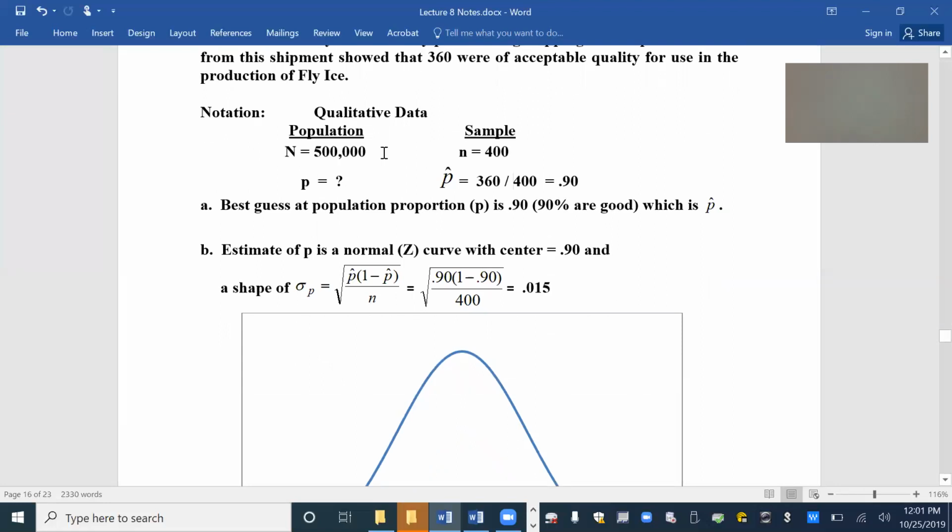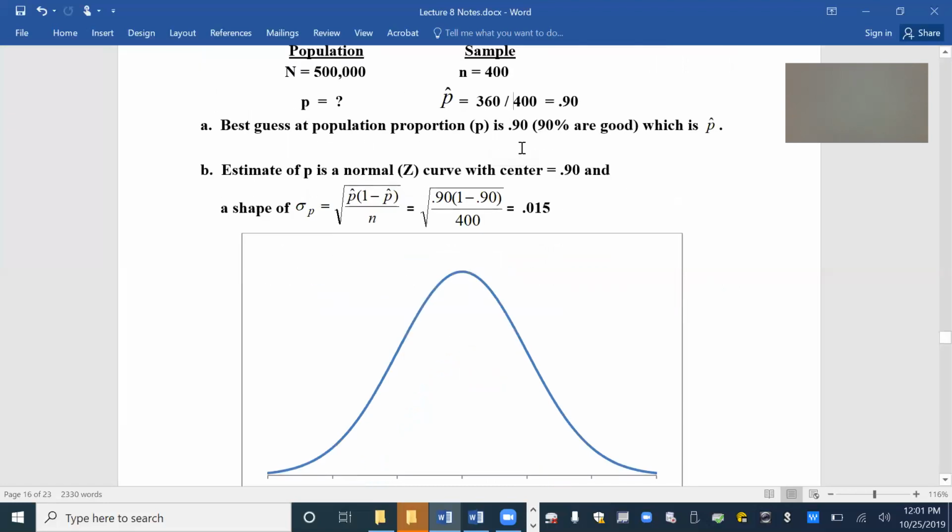I have 500,000 flies sitting in this batch. Will I ever know what proportion of the flies is good? The entire 500,000. P is the proportion of all 500,000 that are good. I don't know. I took a sample of 400. We got 360 who said, yeah, I got all my body parts. That's 90%.